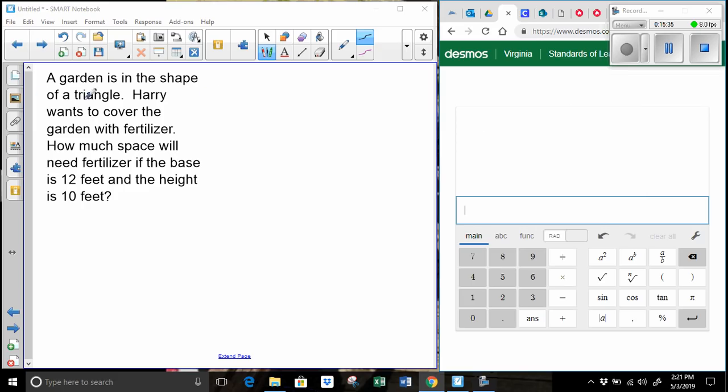It says, a garden is in the shape of a triangle. Harry wants to cover the garden with fertilizer. How much space will be needed for the fertilizer if the base is 12 feet and the height is 10 feet? So I'm seeing the word cover, I'm seeing the word space. So for this one, we're looking for area.